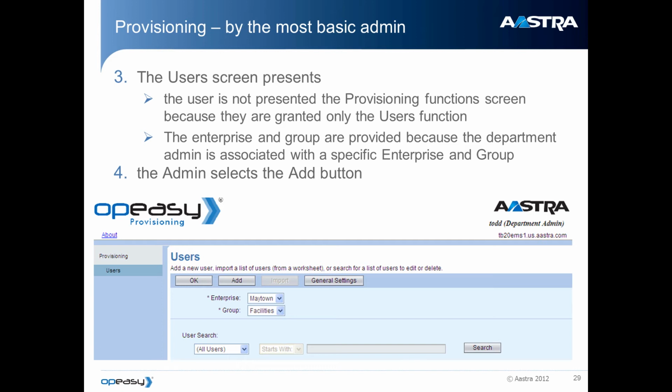Step 3, the user screen is presented. User is not presented the provisioning function screen because they are not granted access to the user functions. The enterprise and group are provided because the department admin is associated with a specific enterprise and group. In step 4, the admin selects the Add button.